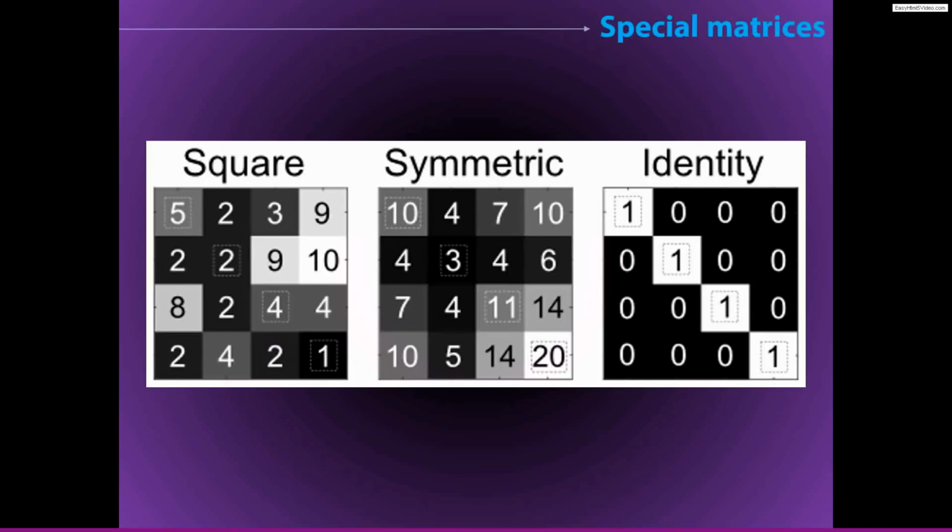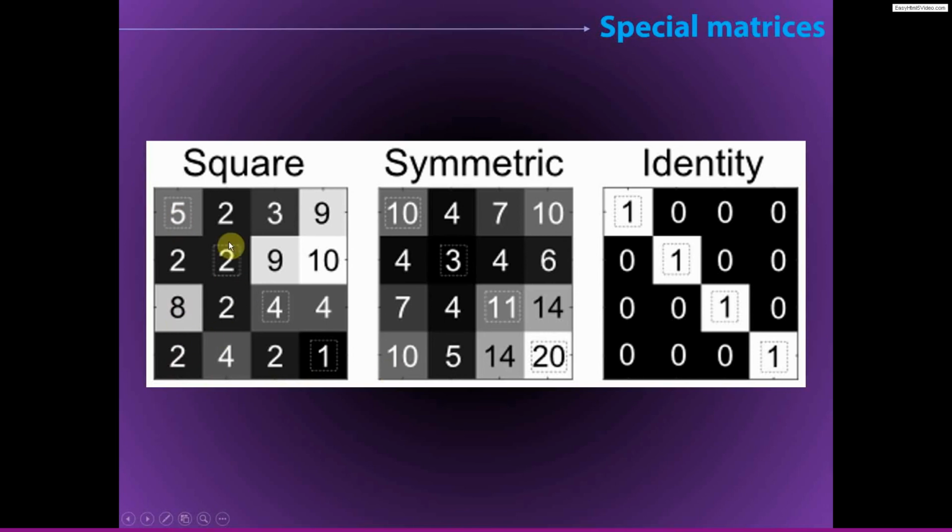Good. So there's a few more things I would like to cover in this lecture in order to prepare for the next lecture. There are a few special kinds of matrices, and these special kinds of matrices are given specific names so we can refer to them easily. So square matrix, this is pretty obvious. It's a matrix that has the same number of rows and columns. So this is a 4x4 matrix.